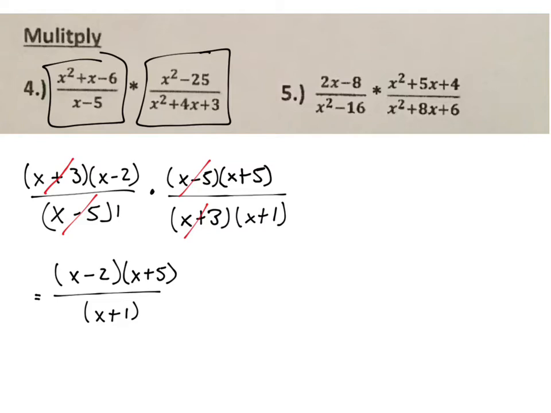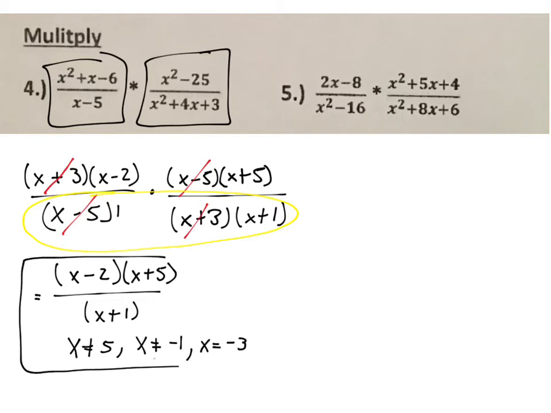And so we need to figure out our restrictions, and in order to do that, we're not going to look at just this bottom one, we're going to look at these. What can't x be in this case? x cannot be 5, it can't be negative 3, and it can't be negative 1. And I'm going to write them out fully. I like it better that way. So x can't equal negative 1, and x cannot equal negative 3. So this is our answer.